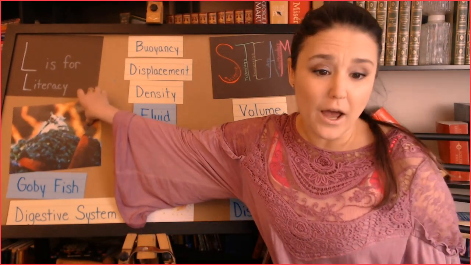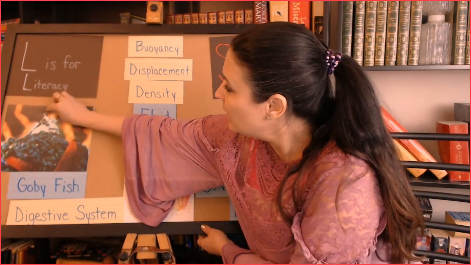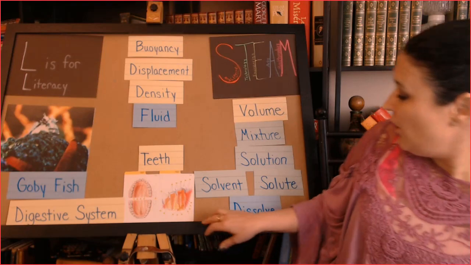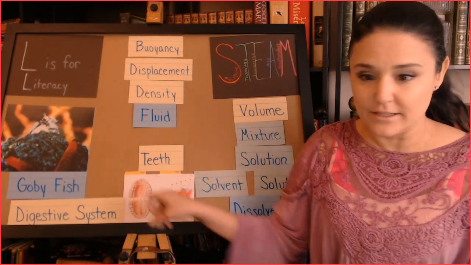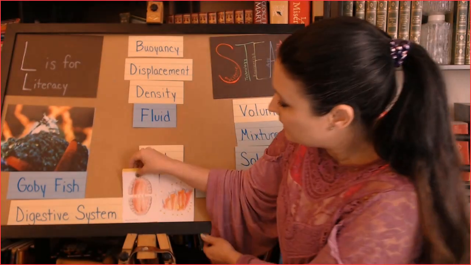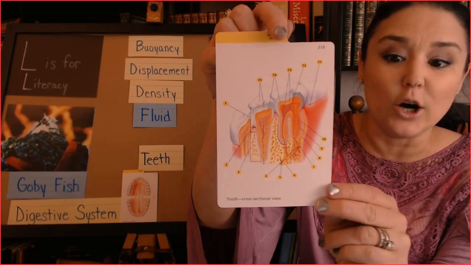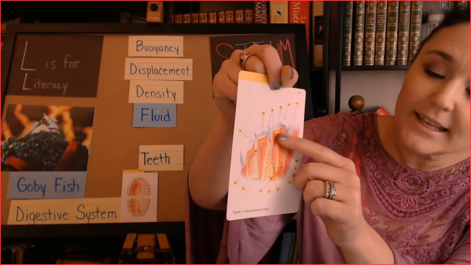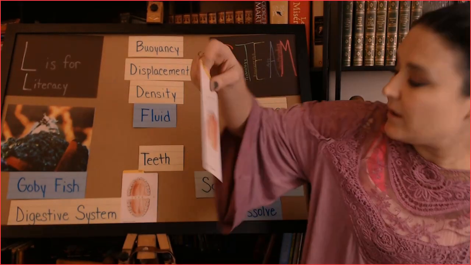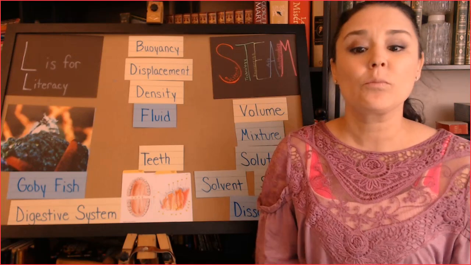Since we're talking about fluids, I'm going to introduce you to the goby fish. And thinking about drinking fluids, we're going to introduce the digestive system. One major part of your digestive system is your teeth. I know you don't chew liquids, but this is what the inside of your teeth look like. Do you see these here? Those are the roots of your teeth. Just like plants have roots that anchor them in the soil, your teeth have roots that anchor them in your gums. Pretty cool, right? All right, let's get into it.